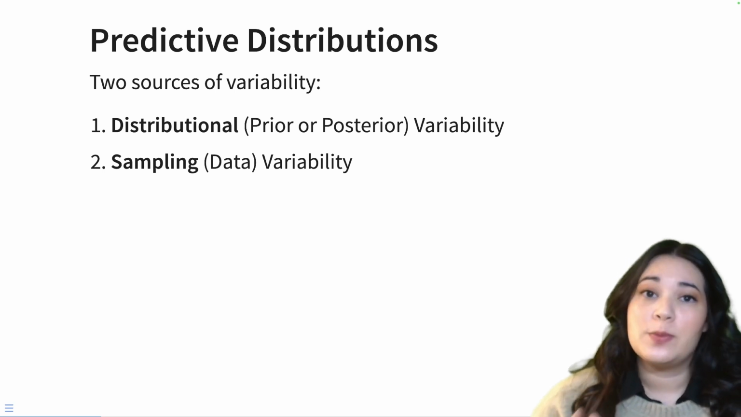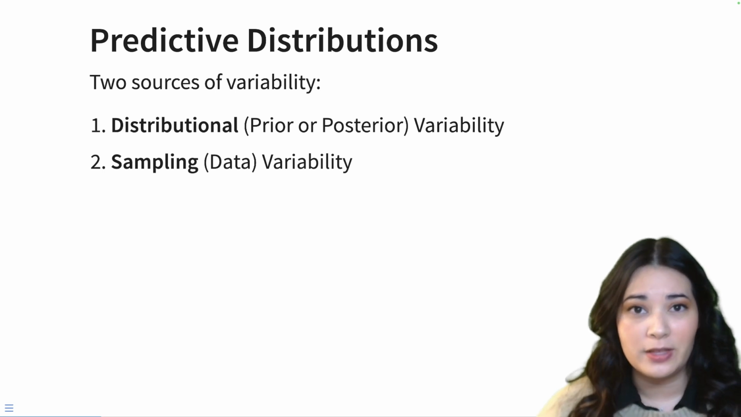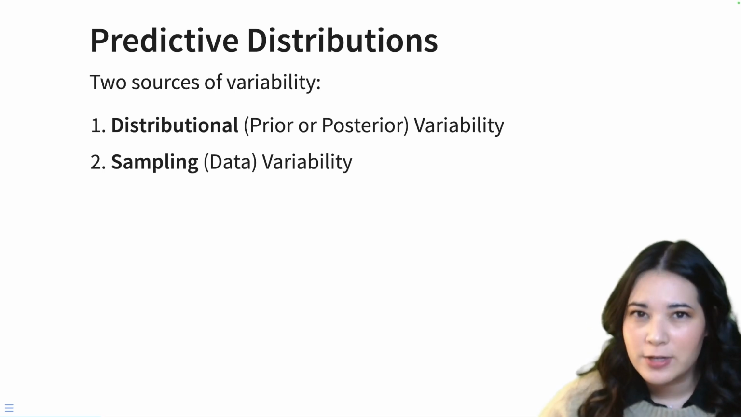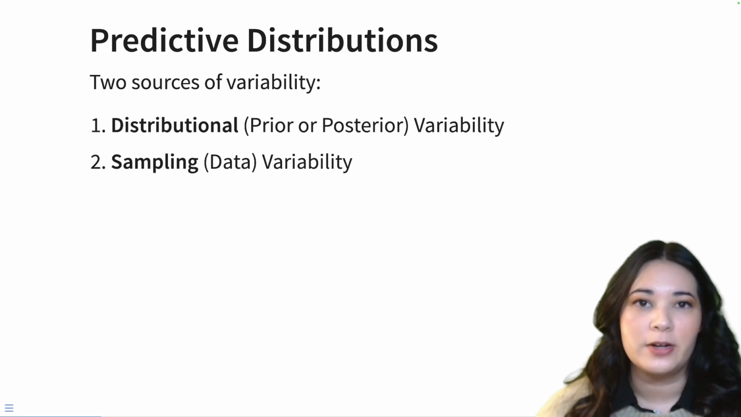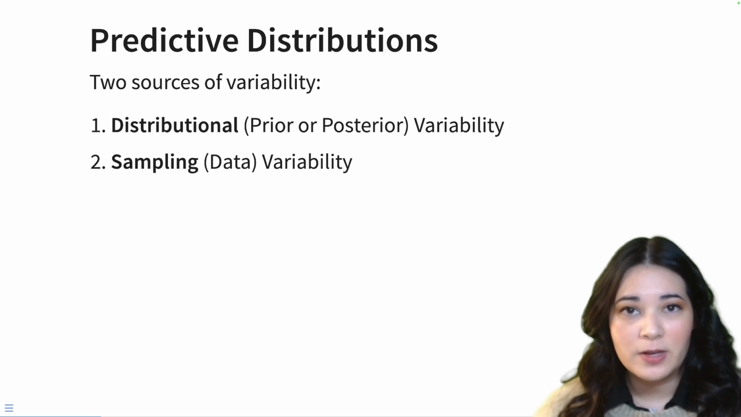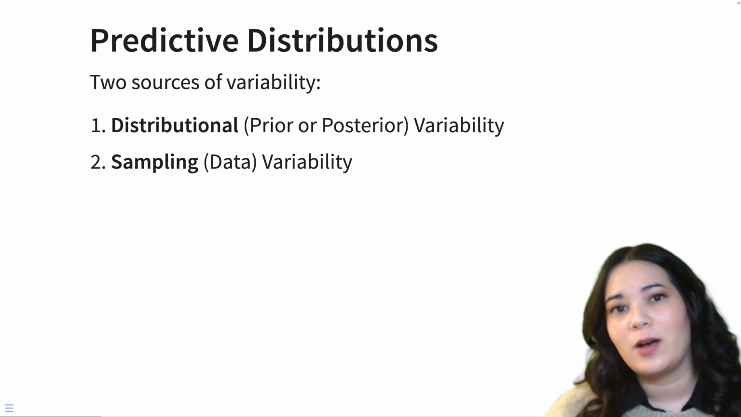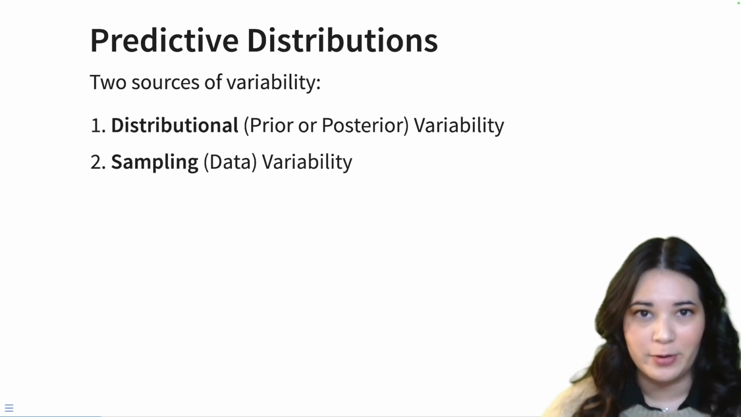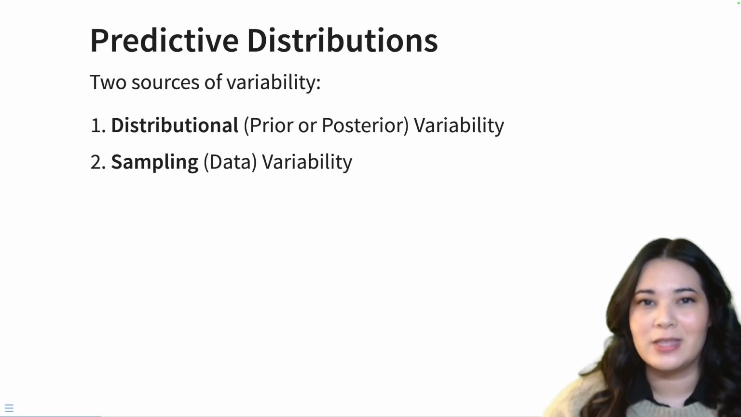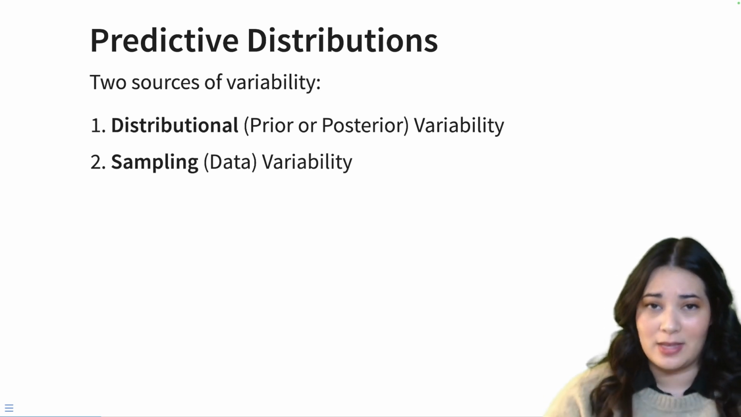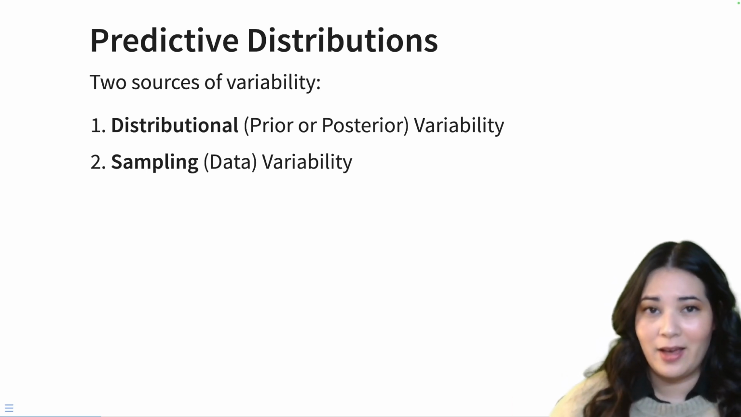So predictive distributions, both prior and posterior, account for two different sources of variability when making these predictions. First, they account for distributional variability. This is representative of the uncertainty we have about our parameters. Yes, we might have a mean estimate for the parameter or a median estimate for the parameter, but remember, the whole point of Bayesian statistics is that we're quantifying our uncertainty about parameter values using distributions. And so, of course, when we make predictions, we don't want to reduce that rich source of information down into a single point estimate.